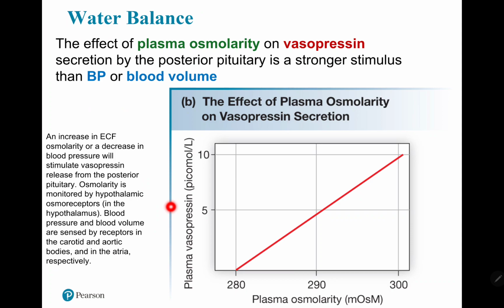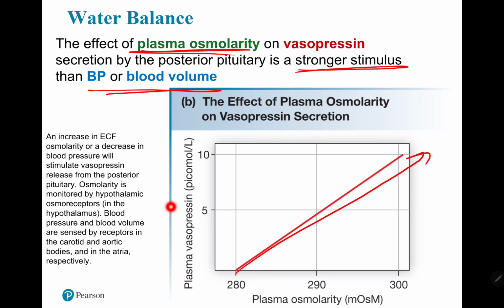And like I mentioned, vasopressin is released when you have low blood volume or low blood pressure, but an even stronger stimulus for the release of vasopressin is going to be plasma osmolarity. If plasma osmolarity increases, that's going to be a stimulus to release vasopressin or ADH. And that stimulus is even stronger than a drop in blood volume or blood pressure.